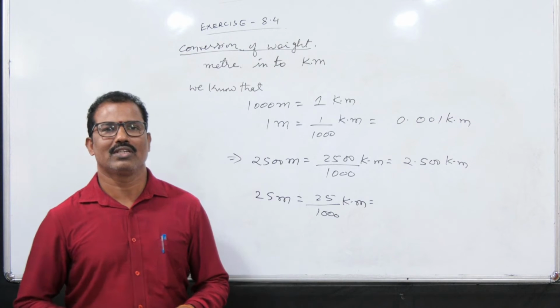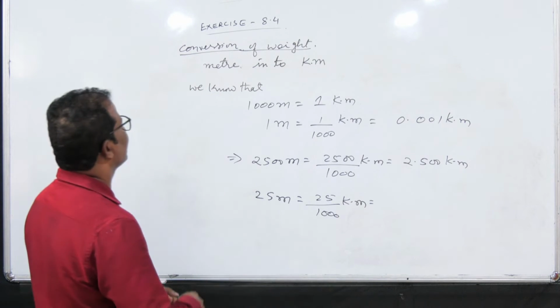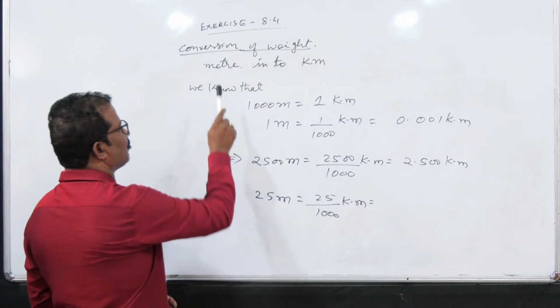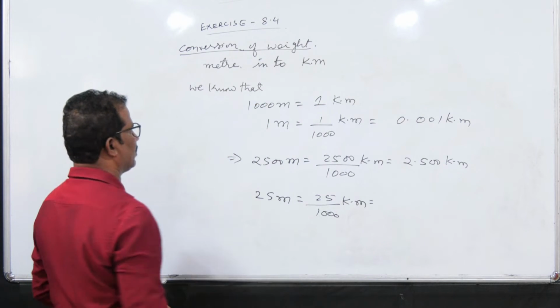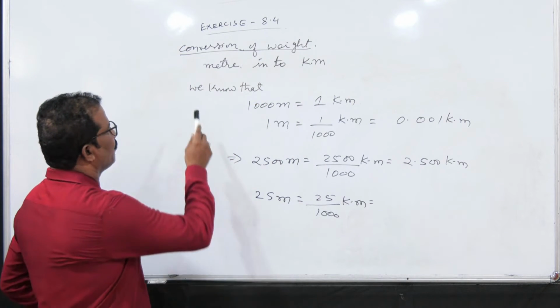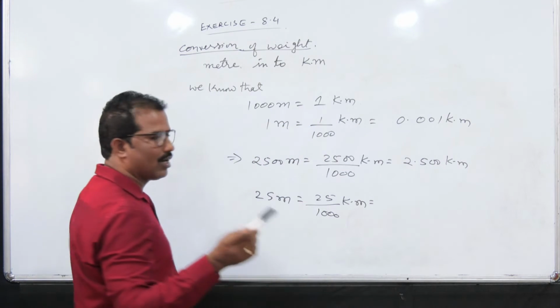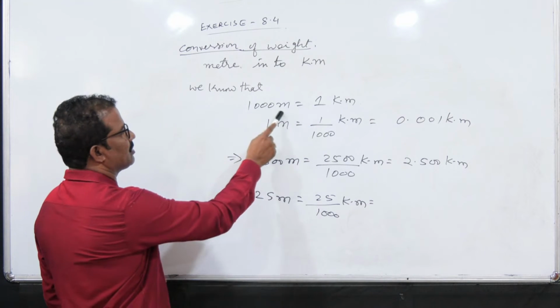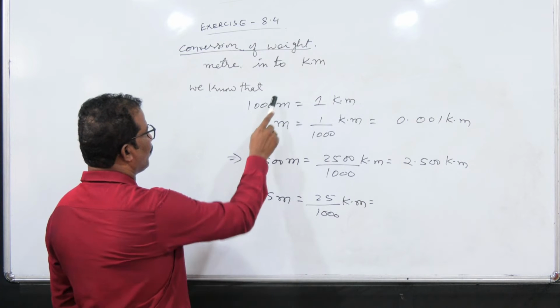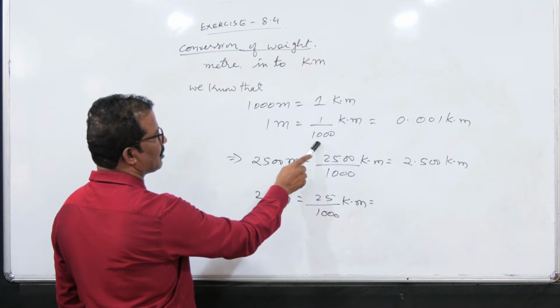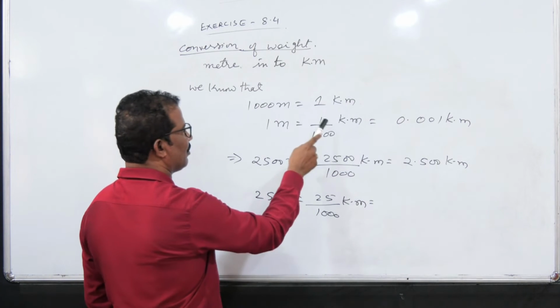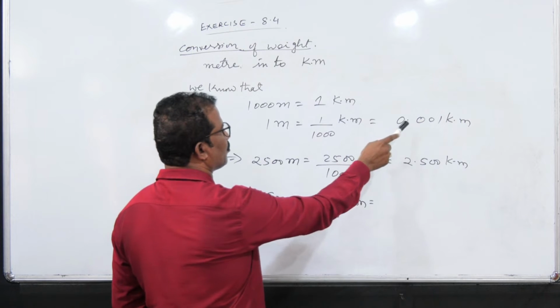Students, now we are going to see a new conversion, that is conversion of meter into kilometer. So how it is we can see, we know that 1000 meters is equal to 1 kilometer. All of you know now, 1000 meters is equal to 1 kilometer. And 1 meter is equal to 1 by 1000 kilometer. And if you divide 1 by 1000, we will get how much?